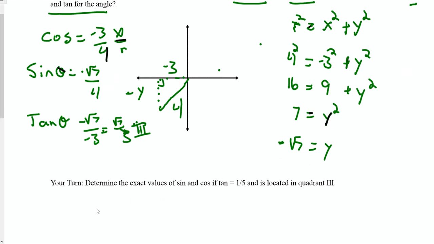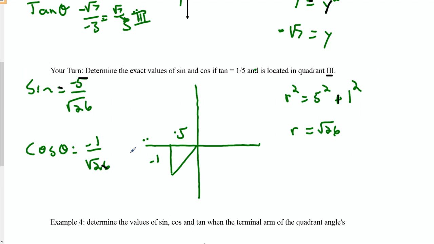Next, I'm going to get you guys to try the your turn. You want to determine the exact values of sine and cosine if tangent is 1 over 5 and it's located in quadrant 3 as well. So pause the video, write down the notes, give that one a try, and then I'll put the answer up here right away.